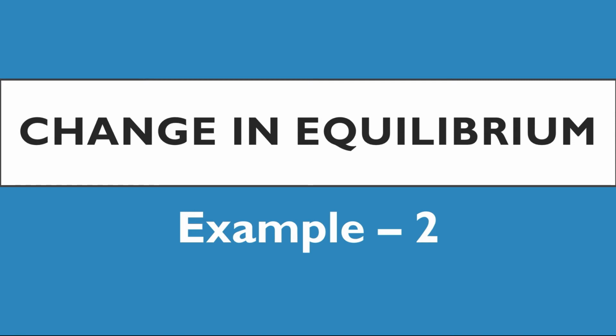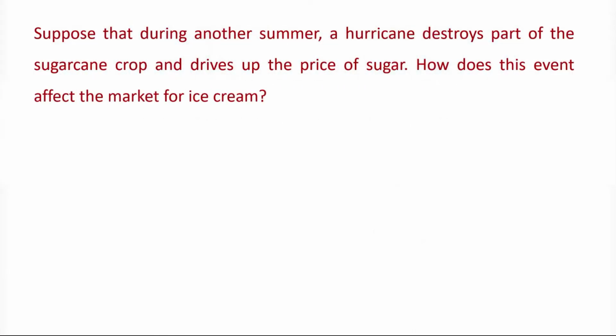Hello students, today we are going to start with example 2 of change in market equilibrium. Suppose that during another summer, a hurricane destroys part of the sugarcane crop and drives up the price of sugar. How does this event affect the market for ice cream?